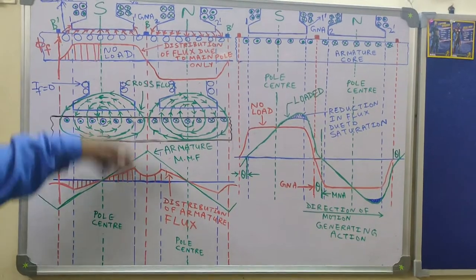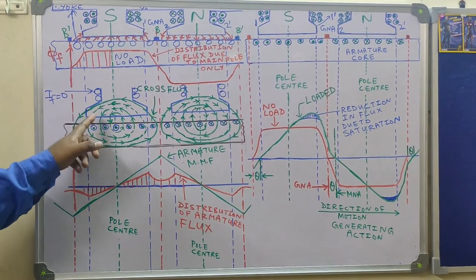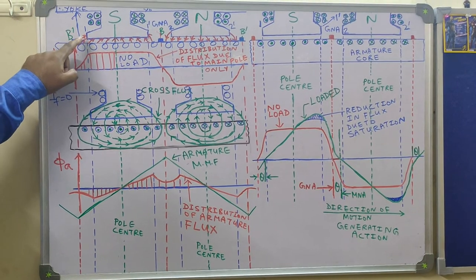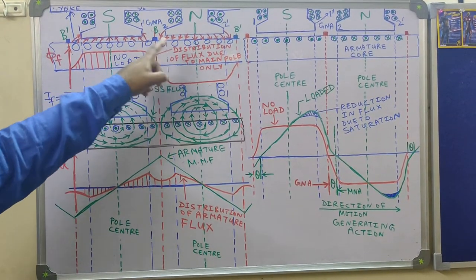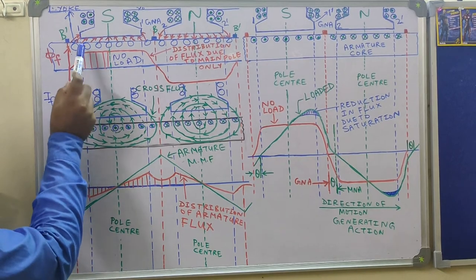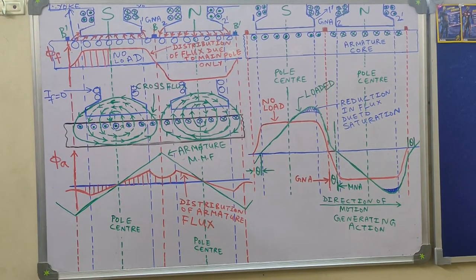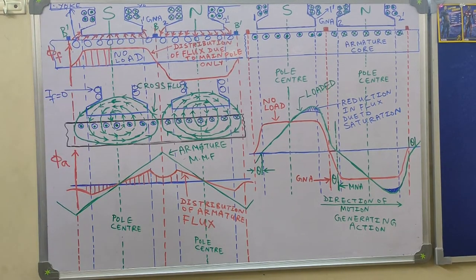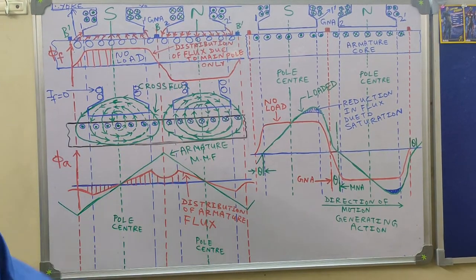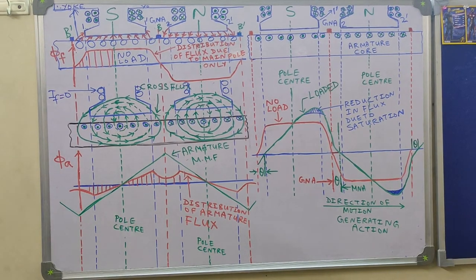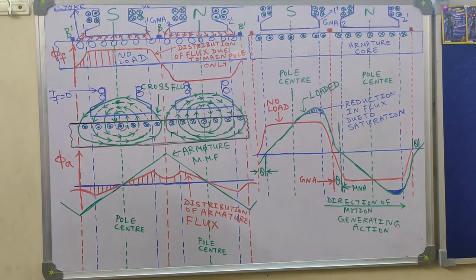So what we have seen here is that at the leading pole tip there is a reduction in the flux because armature flux and field flux are in opposite direction. If you notice the leading pole tips, that is pole tip 1 for the south pole and pole tip 2 for the north pole, and superpose the direction of field flux and armature flux there, you will find they are opposite. So there is a reduction in the field flux at the leading pole tip. However, there is an increase in the flux at the trailing pole tip. So there is both increase and decrease in the flux.